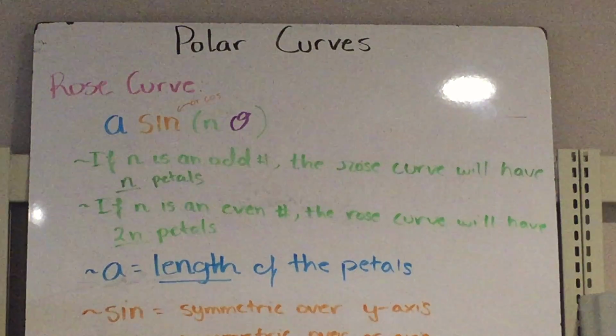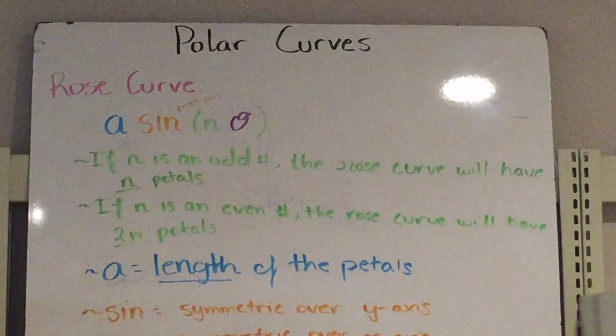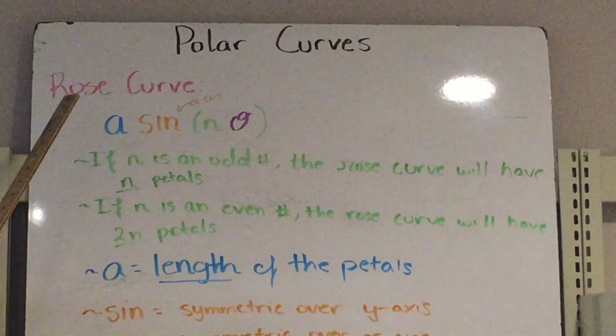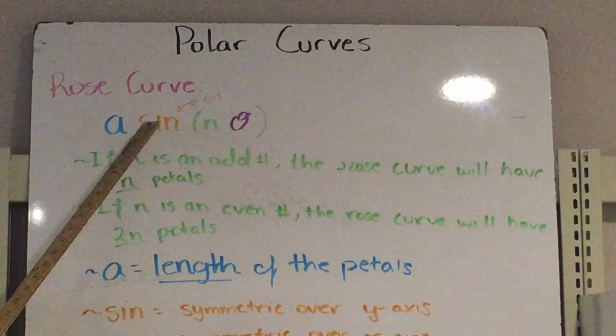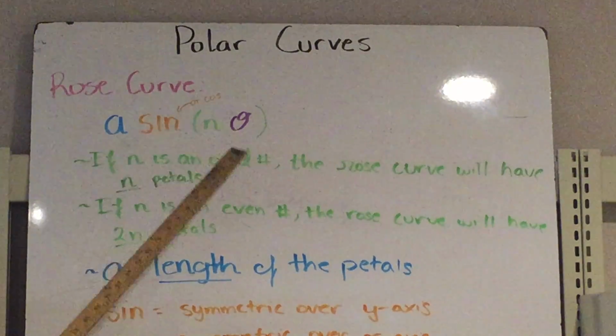So let's talk about some of the polar curves you're going to encounter in calculus. So we're going to talk about the Rose curve first. This is the general formula for the Rose curve: A times sine or cosine of n theta.